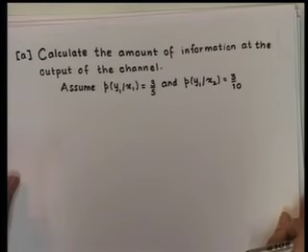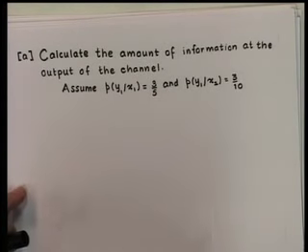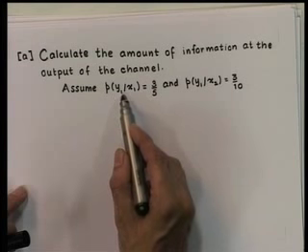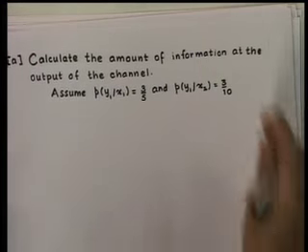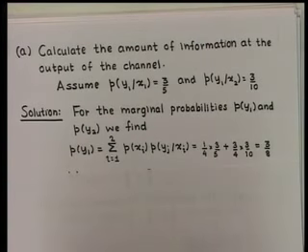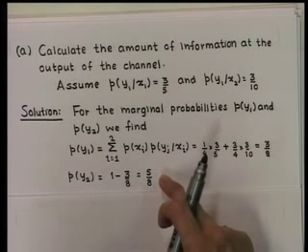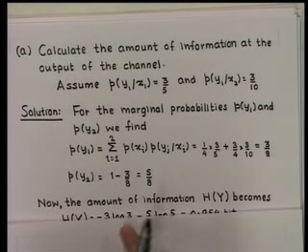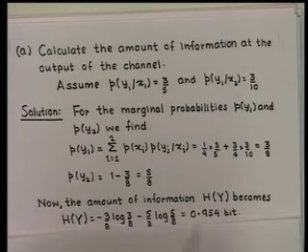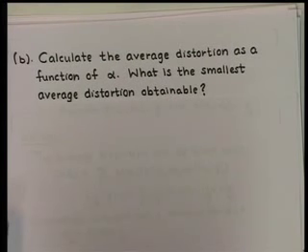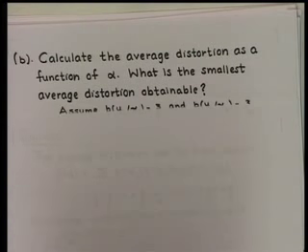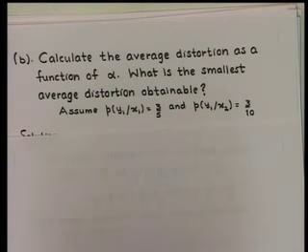Problem is, calculate the amount of information at the output of the channel, assuming that probability of y1 given x1 is 3/5 and probability of y1 given x2 is equal to 3/10, and this is very simple. So, for the marginal probabilities PY1 and PY2, we find using this expression is equal to 3/8, 5/8. So, the amount of information HY becomes 0.954 bit. The next problem is, calculate average distortion as a function of alpha and what is the smallest average distortion obtainable. Again, assume conditional probabilities as specified here.